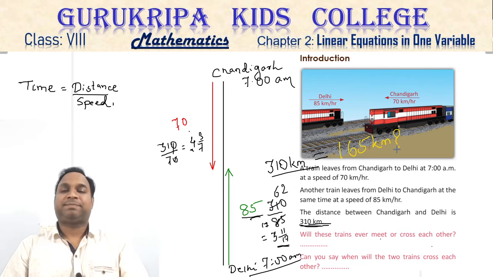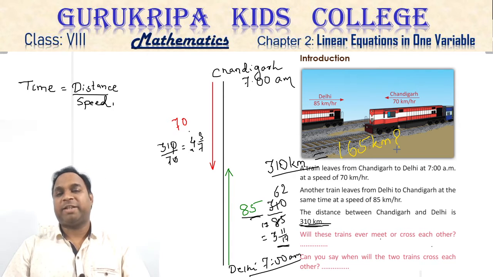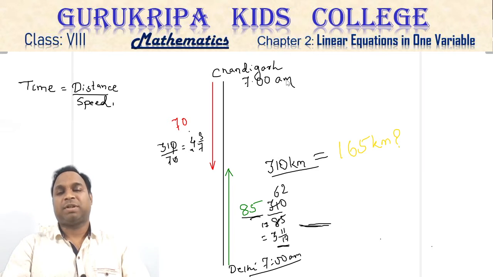Can we calculate that? Very simple question. This is a very simple question. So can we calculate when and where will the trains meet? Okay, let's try to solve this question. I'll just remove this question now. We have everything written on the screen now.